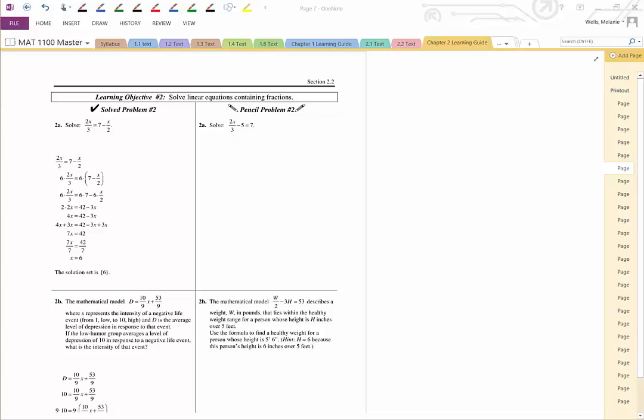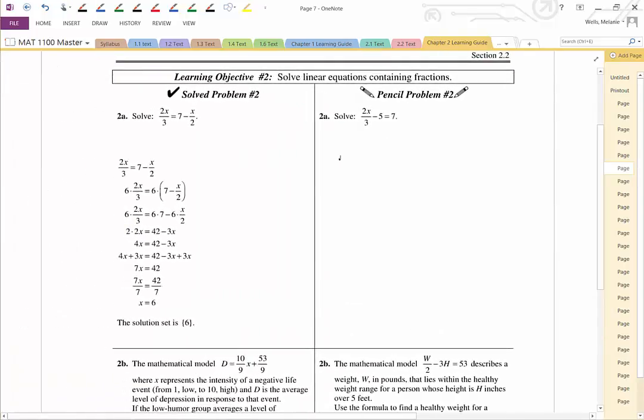Still in section 2.2 in the learner guide, let's look at number 2A. And now we're looking at problems that involve fractions. So we're solving equations still. So we know that as we solve an equation, we're expected to have a solution. And on number 2A, we have a fraction with a denominator of 3.